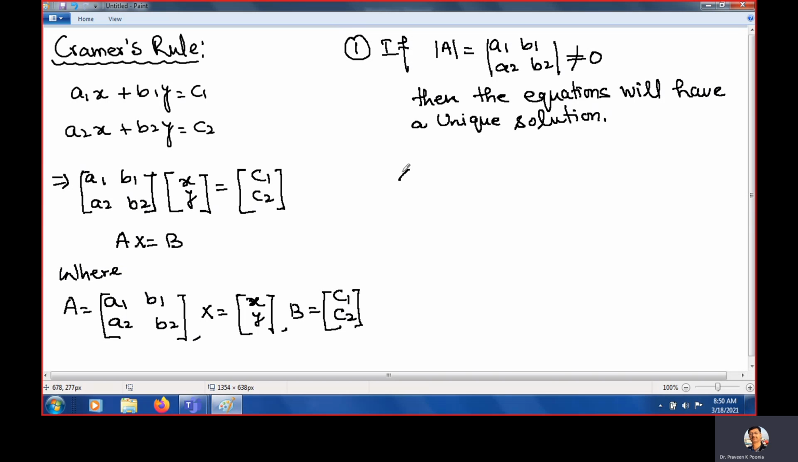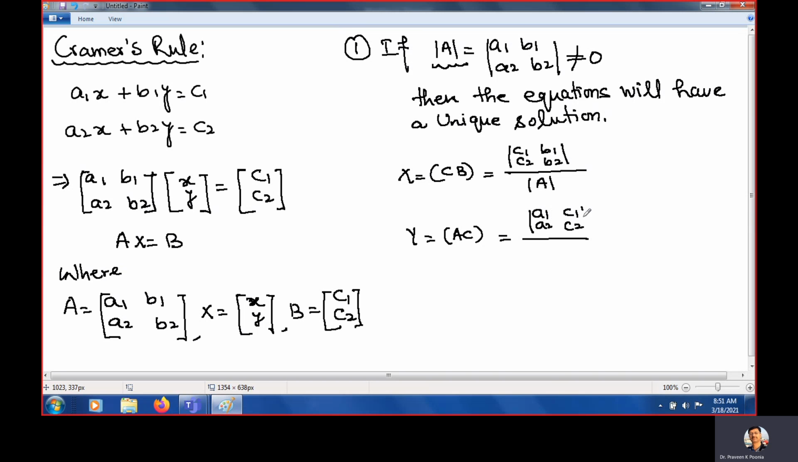Now question is how to find x. x you need to remember as CB. It is just to remember, because of how you are calculating: it is |c1 b1; c2 b2| upon determinant of A. And the value of y, you just remember, AC. AC means here |a1 c1; a2 c2| upon determinant of A.